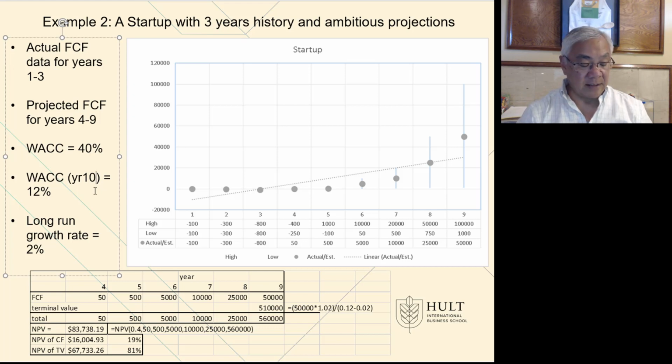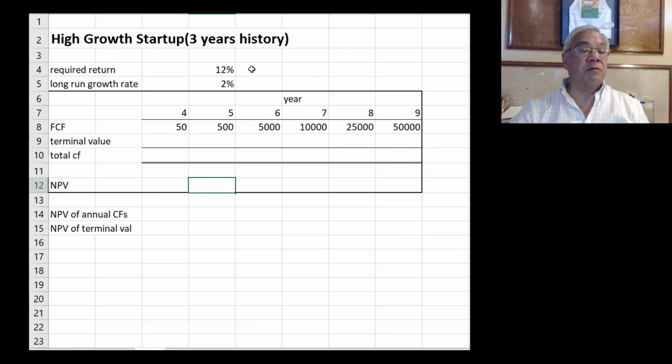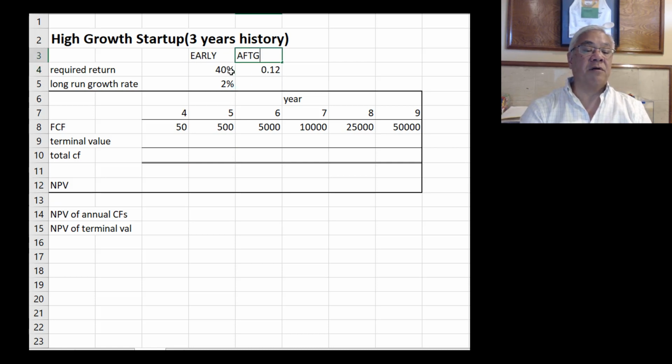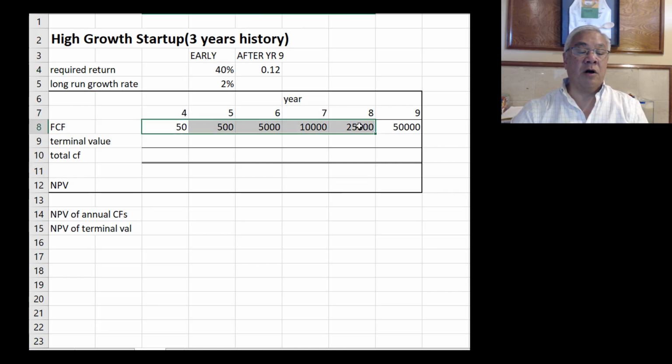So again, we'll hop back into Excel. So the required return is, there's 2 periods, it's 40% and 12%, and this is early, and this is after year 9. In other words, starting year 10. So here's the cash flows that are the assumptions. We want to do the terminal value. Again, let's do this together.